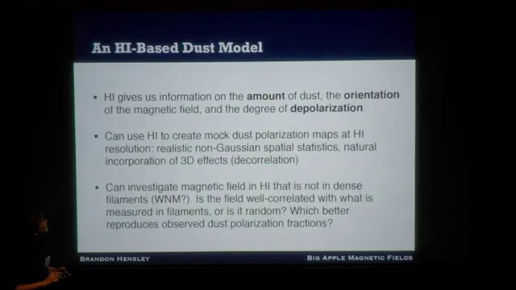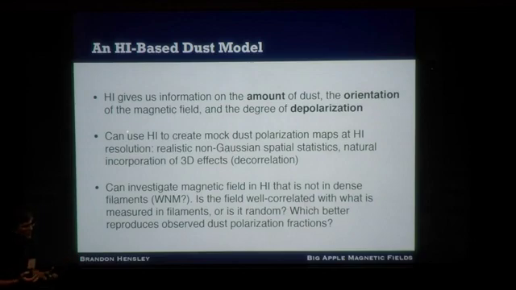And so, last slide. In summary, the HI is giving us information about the amount of dust, the orientation of the magnetic field, and the degree of depolarization along the line of sight, these line of sight effects.